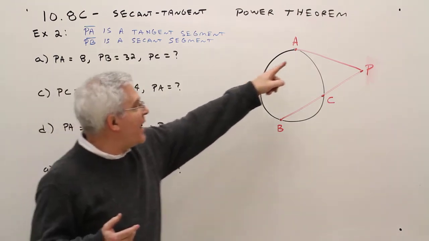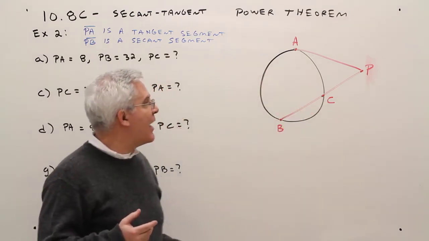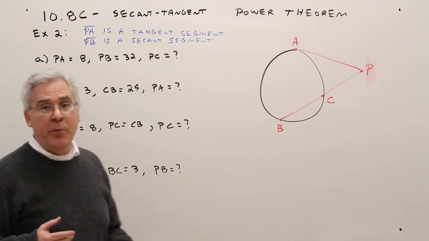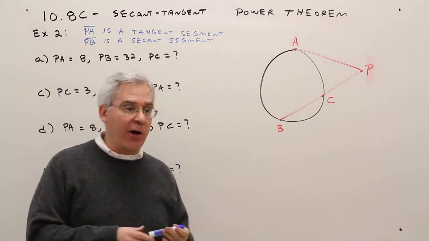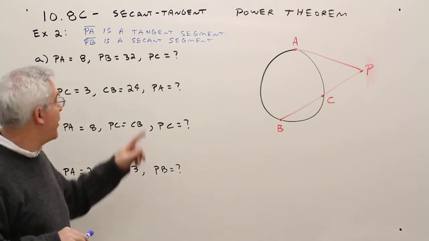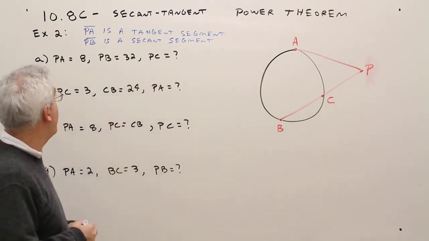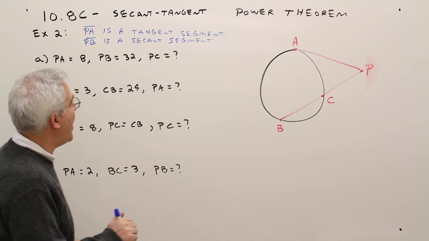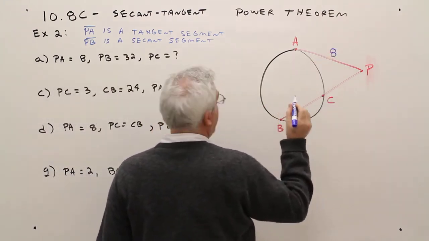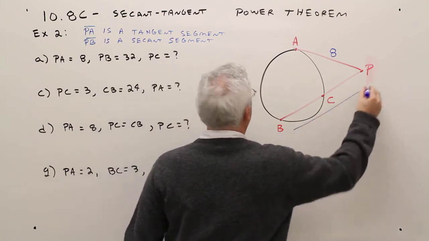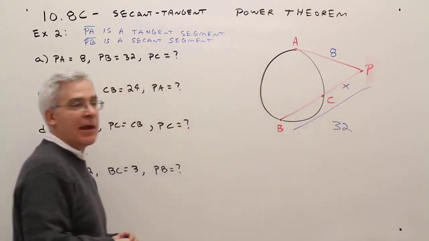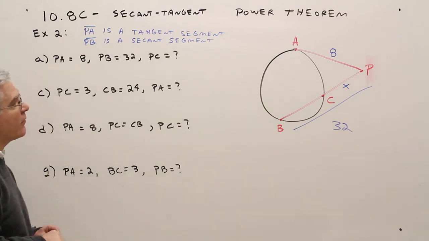So just so you know, PA is a tangent segment and PB is a secant segment. So we'll be using OW equals OW. Alright, so again, use a pencil so you can erase the numbers for each of these 4 problems. So PA equals 8 and PB equals 32, and we want to find PC. I'll just call that X.